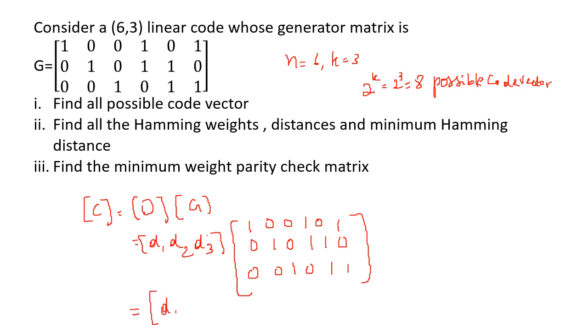The first 3 bits will be as they are, since it is an identity matrix. So we get D1, D2, D3 as it is. The next bit will be D1 plus D2. The next bit will be D2 plus D3, and the last bit will be D1 plus D3. So now we'll fill in all the possible code vectors.